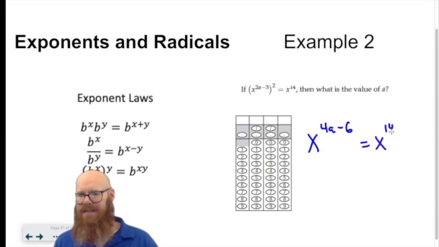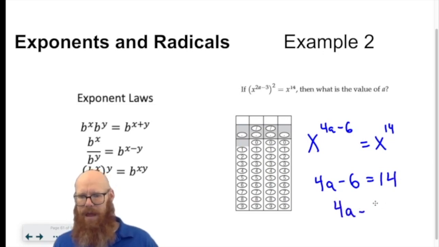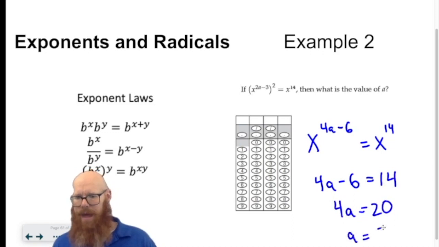And then we use that same property that if x is being raised to a power and to another power, those powers have to be the same as each other. So 4a minus 6 has to equal 14. And then I add 6 to the other side, so 4a has to equal 20. And I divide each side by 4, so a would have to be 5.